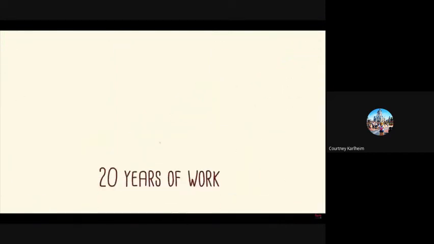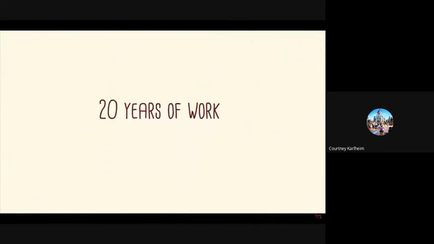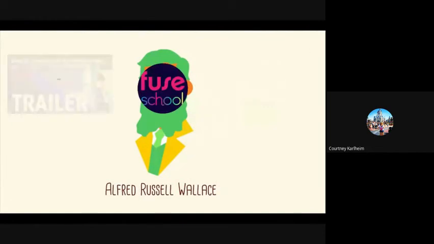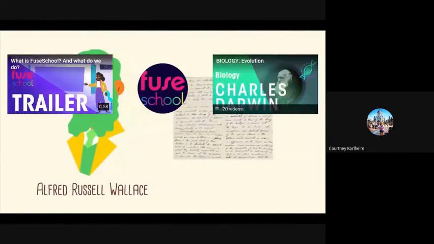Following over 20 years of work, Darwin eventually published his idea of evolution by natural selection, after another man named Alfred Russel Wallace wrote him a letter saying that he had thought of the exact same thing. But that's a story for another video.